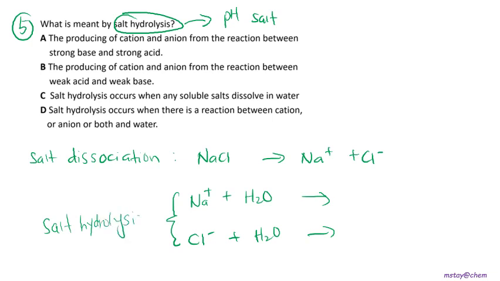If nothing happens, then the salt will be neutral. If one of them has a reaction and produces OH- ions or H+ ions, then the salt will be either basic or acidic. So option A, B, C, D is the most suitable because it mentions that salt hydrolysis occurs when there is a reaction between the cation, anion, or both with the water.